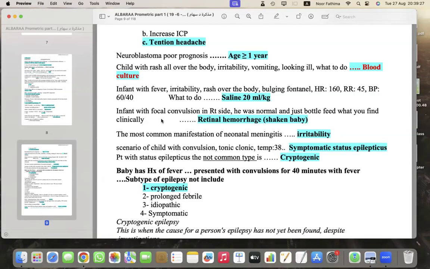Infant with the focal convulsion in the right side. He was normal and just bottle fed. What do you find clinically? Retinal hemorrhage. Baby.